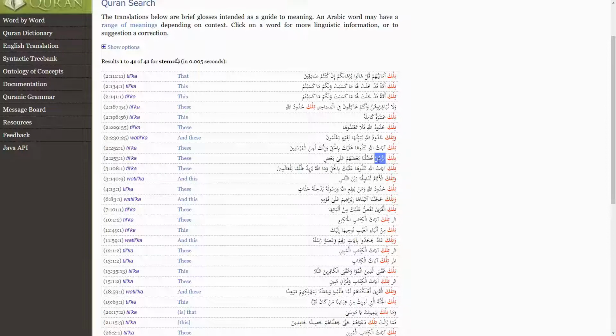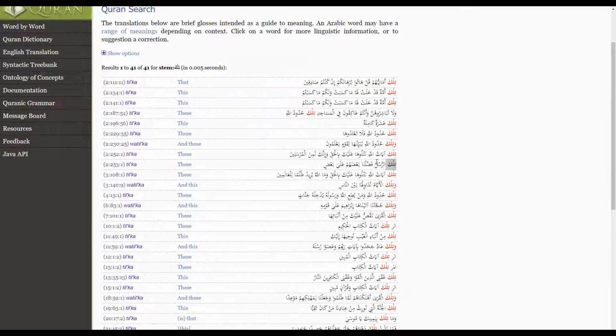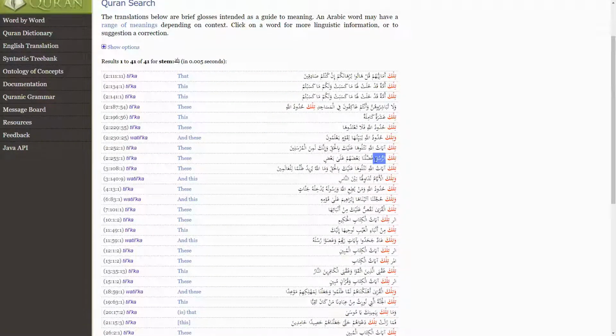because it is a broken plural. So sometimes, instead of saying ulaika rusul, we say tilka rusul, right? Because this is a broken plural. That's why we have tilka rusul. But ulaika should have come actually, but we have tilka rusul because this is a broken plural. Tilka ayatullah, right? Ayat is also plural. Tilkal ayyam nudawiluha bainan nas.